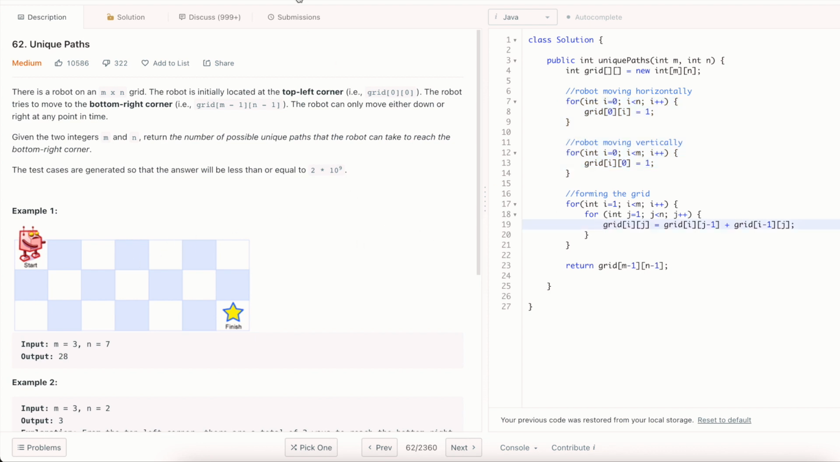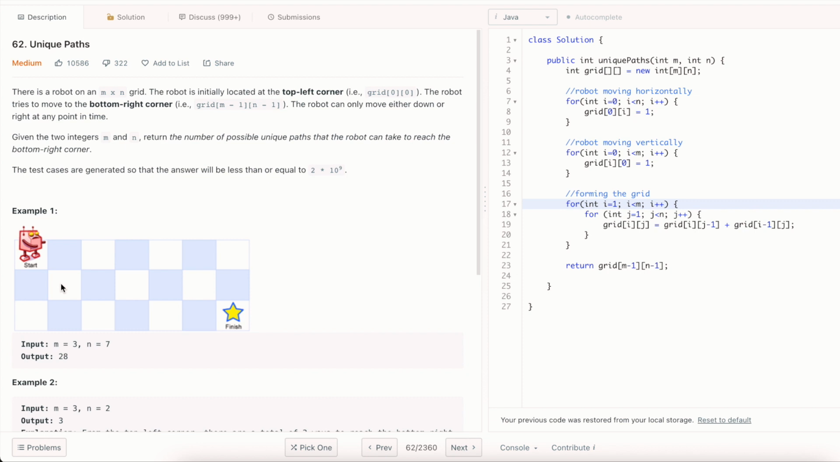Now we have found our recurrence equation. What was our recurrence equation? To find the number of ways the robot can reach this particular cell, take the number of ways it can reach the cell above and the cell to the left, and add them; you will get the solution. There's one catch here. We have already filled the first row and first column, so we have to start from this cell.